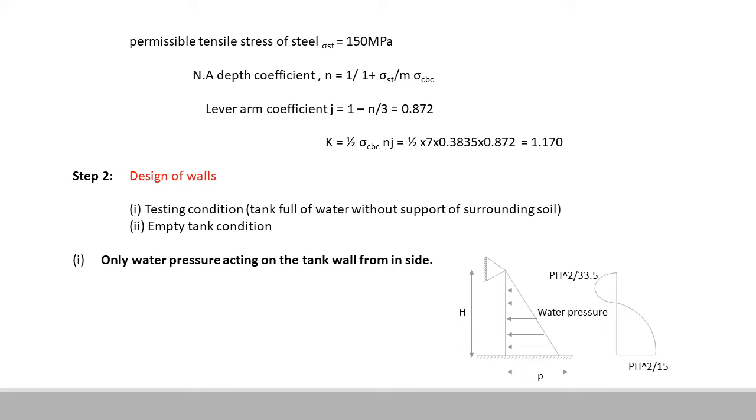Step number 2 is the design of walls. We have two conditions: one is the testing condition, the other is the empty tank condition. First we do the testing condition, because the tank is full of water without the support of surrounding soil. So only water pressure acts on the wall from inside. See the diagram, this is the bending moment diagram. Maximum water pressure P is equal to gamma into H. Gamma is 10 and H is 3. So pressure P is 30 kilonewton per meter square.